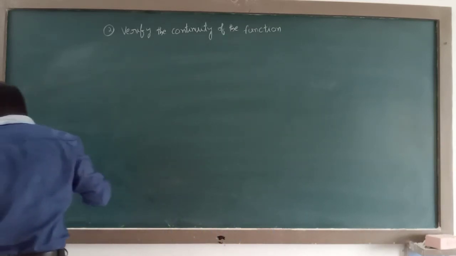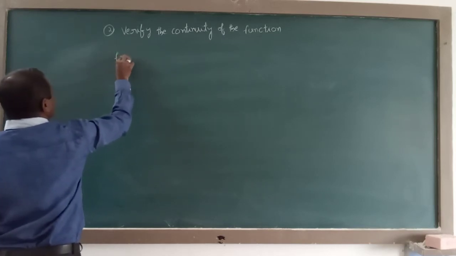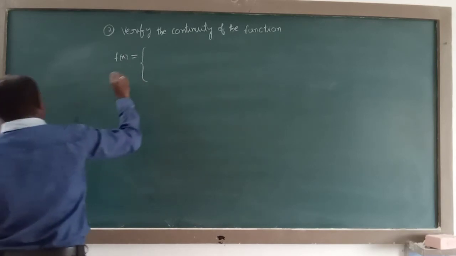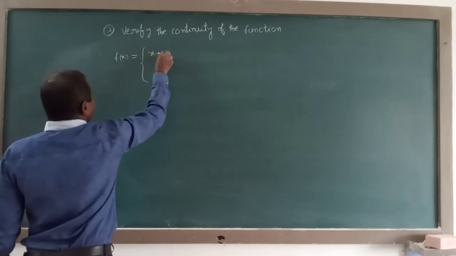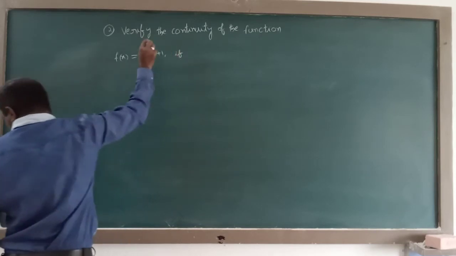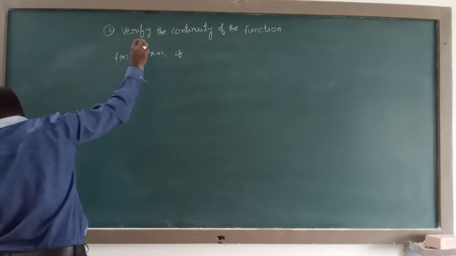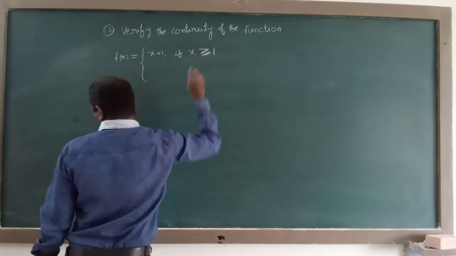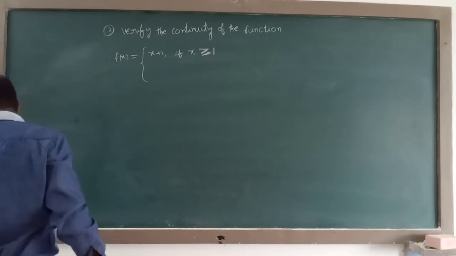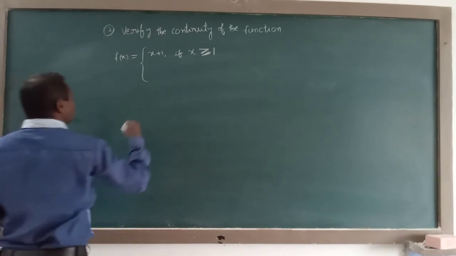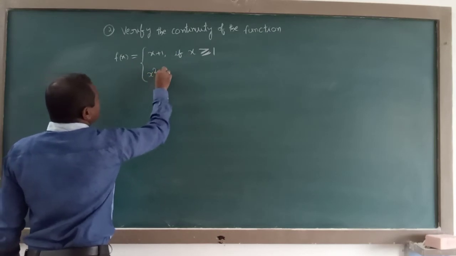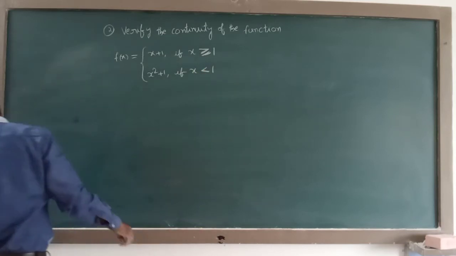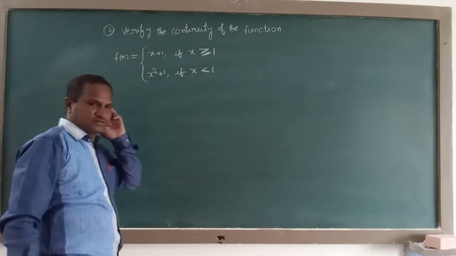f of x is equal to x plus 1 if x is greater than or equal to 1, and x square plus 1 if x is less than 1.